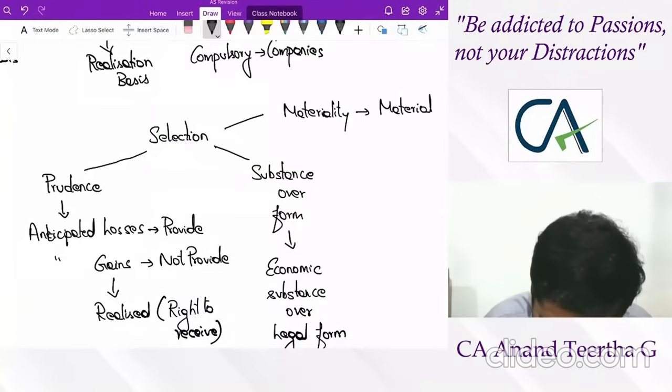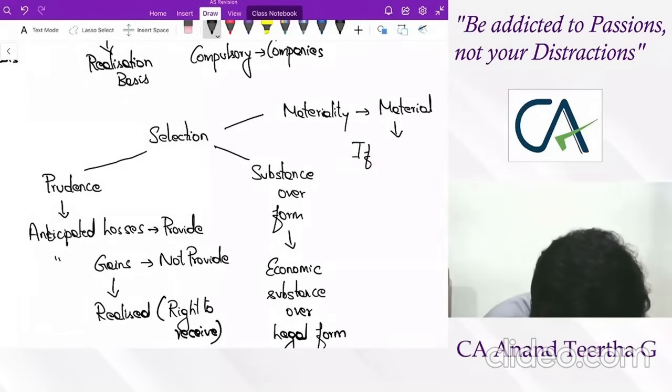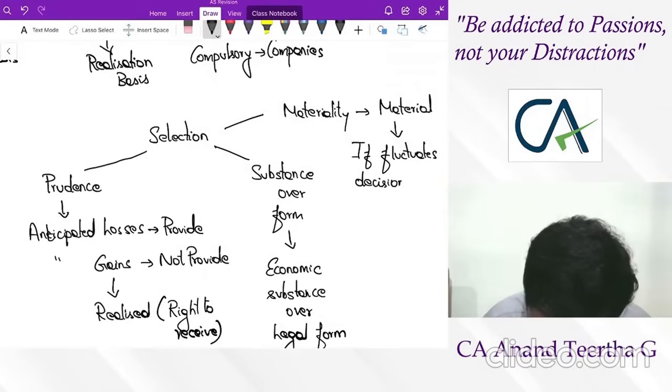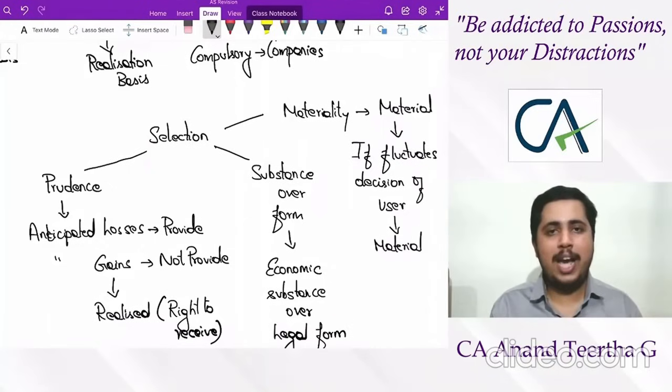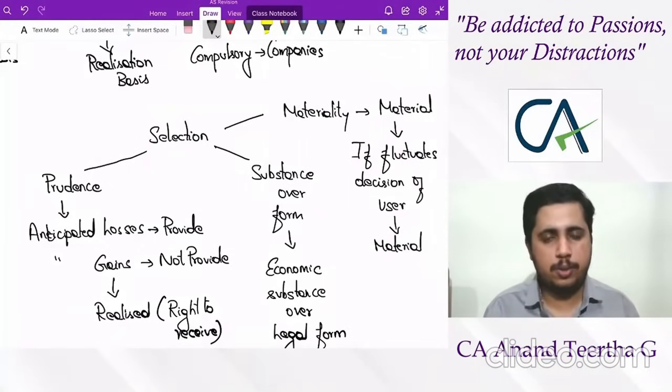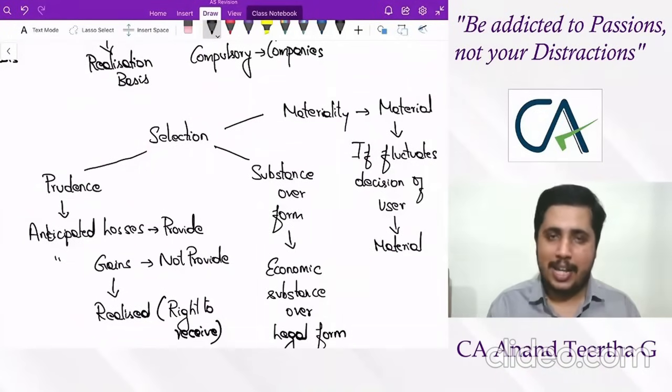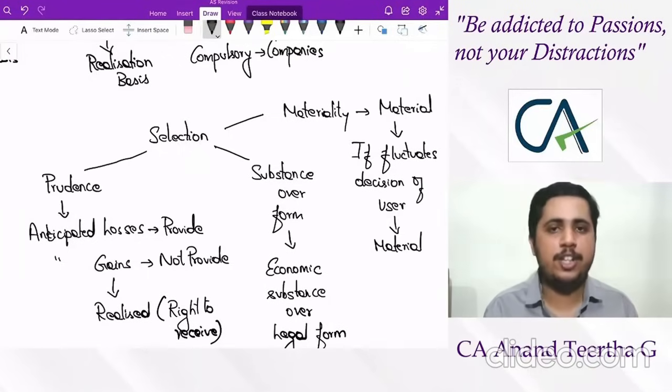Now, what do you mean by material aspect? Material aspect basically means if it fluctuates the decision of the user, it becomes material. Very important line. If it is going to fluctuate the decision of the user, it's going to become material. So only amount is not the aspect to be called something as material, even other aspects also. So for that reason they mentioned, is it going to fluctuate? If yes, then done, that is material for you.